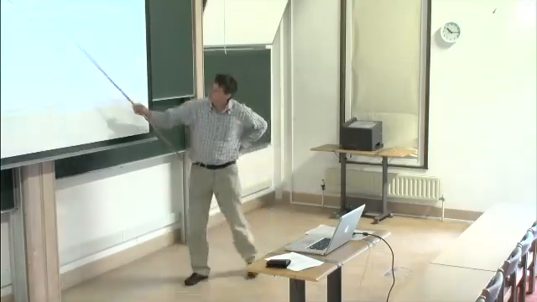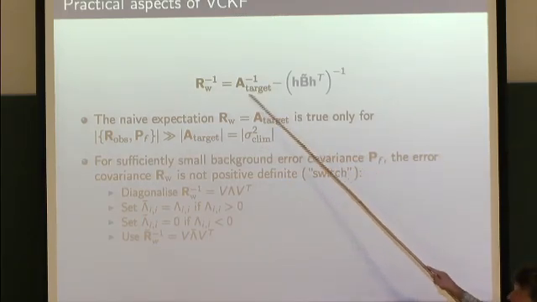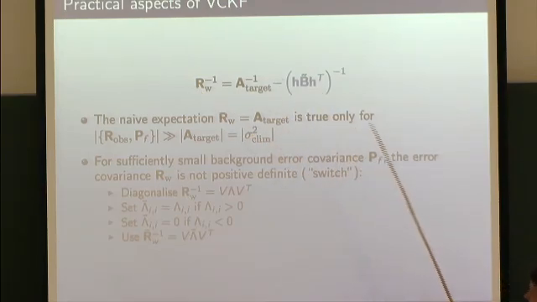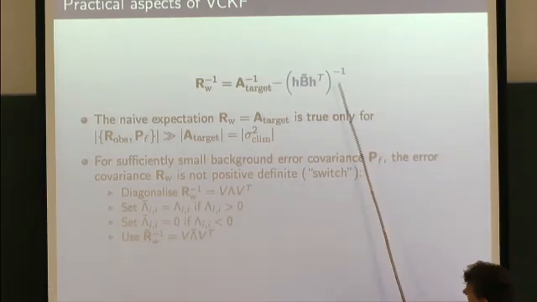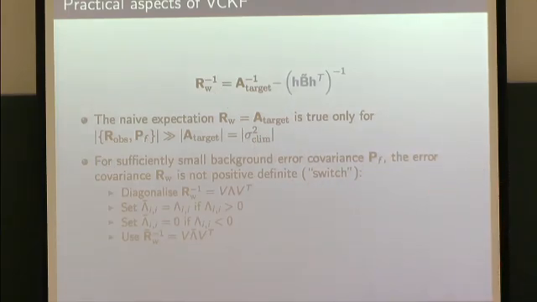However, as I just said, for small error covariance PF, this is necessarily not positive definite anymore. So what we do practically is diagonalize this expression, and then we pick out those eigenvalues or eigendirections that are associated with the positive eigenvalues, and we update those. The other ones we just don't switch on our variance constraint.